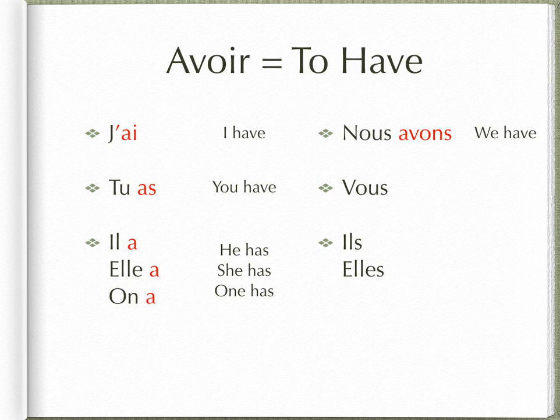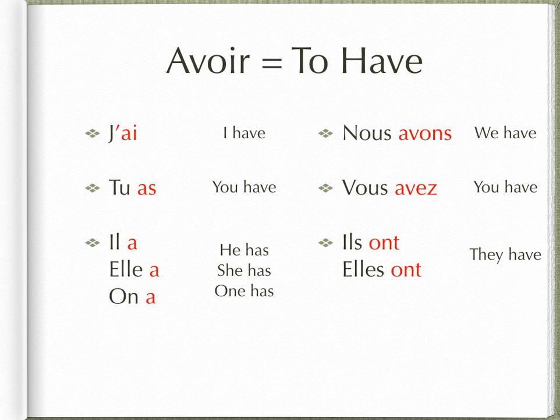Nous avons, we have. Remember, between that S on nous and the A on avons, we're going to form a liaison. Nous avons. Same thing for vous. Vous avez, you have, speaking to either a group of people and or being formal. And then ils ont, elles ont. They have for a group of guys, ils ont. They have for a group of girls, elles ont. Okay. So the entire plural column of avoir takes a liaison.